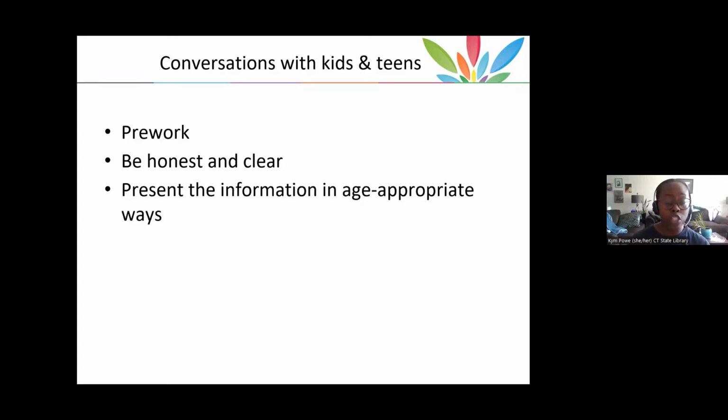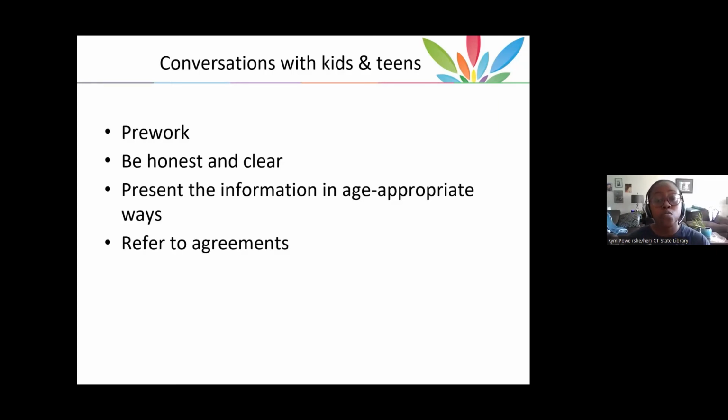So if they have questions and they're younger, sometimes broach the topic from a conversation of fairness, whereas older kids might need facts. They might need, well, this is just how it happened. This is just it, folks. It depends on who you're talking to.